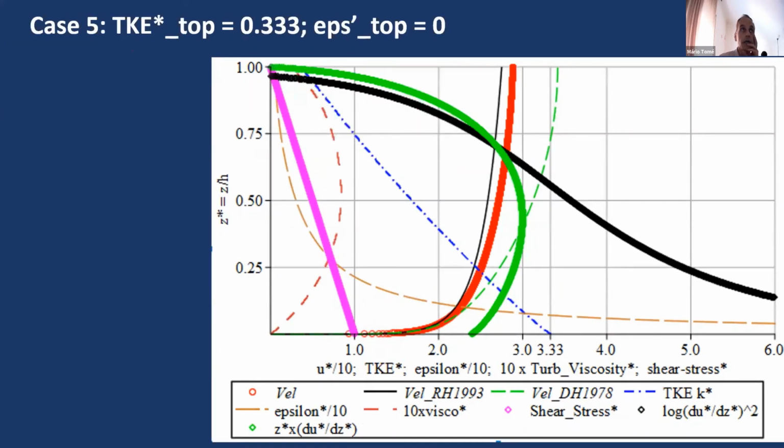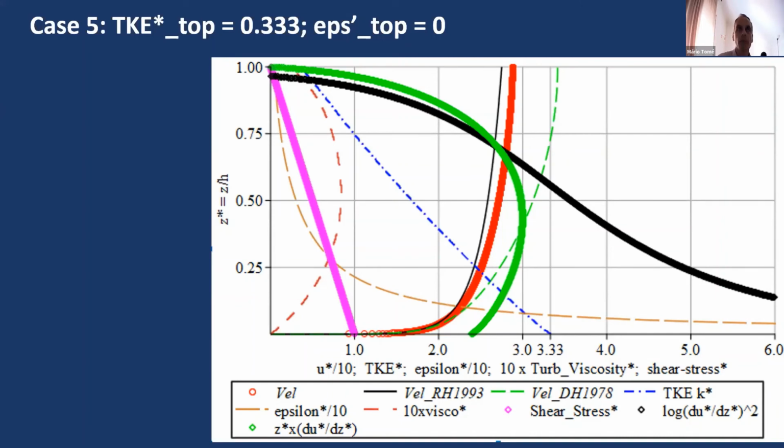And finally, another case which assumes that the turbulent kinetic energy at the boundary top is smaller, 0.33 non-dimensionalized value, and the derivative of epsilon is 0. So we get slightly higher velocities in the curve.